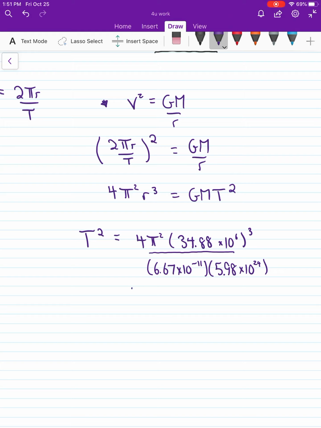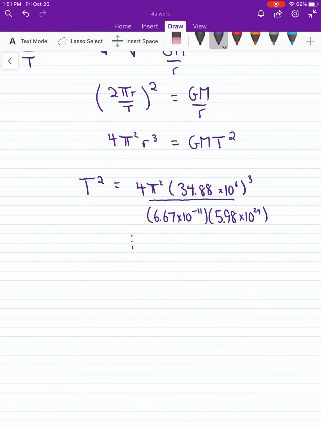I'll let you double check. It's just a lot of calculator work. Watch your brackets when you're squaring scientific notations and dividing two numbers. But after square rooting, you should get a time period of approximately 64,800 seconds. It's fine to leave it like that, but just to make it more convenient, if we convert it, that's 18 hours.